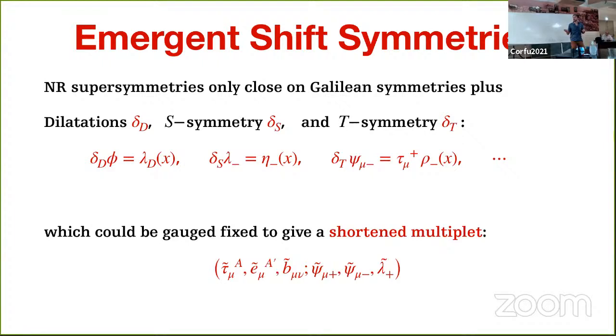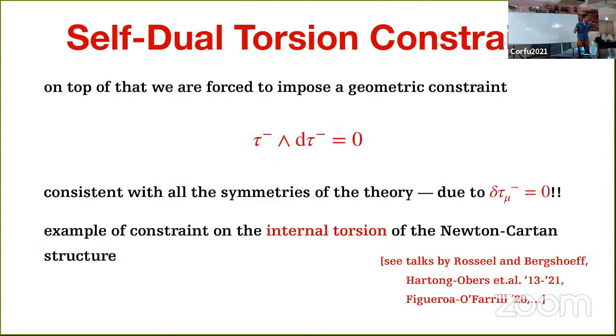But even if you work on this shortened multiplet, you still don't close the algebra. There's one more obstruction, and you can lift this obstruction by imposing something on the geometry. It's a very simple constraint. You take the tau mu minus field that couples to the string, and you impose this bosonic constraint. So there's no superspace or anything. It's a purely bosonic statement. And as I said, usually imposing a purely bosonic constraint in supergravity is asking for trouble, but here it isn't, because the tau mu minus turns out to be a supersymmetry singlet. Okay, so once you impose that, you close the algebra and everything is consistent.